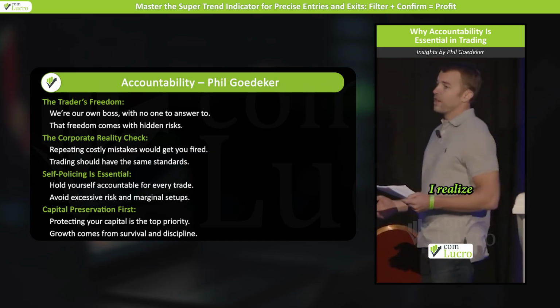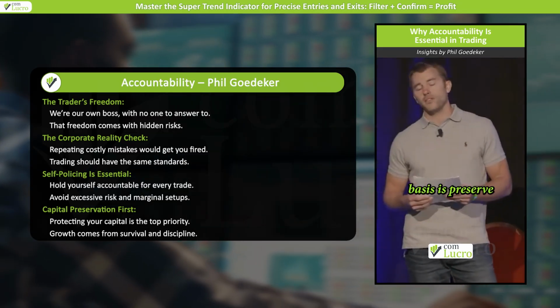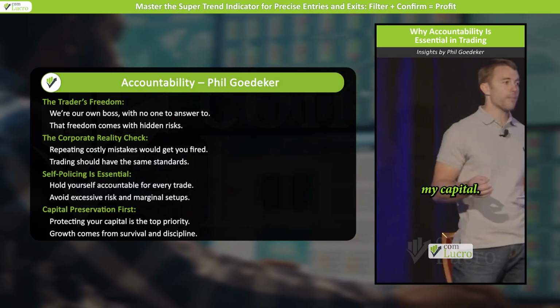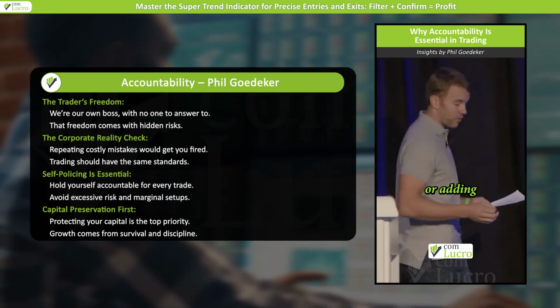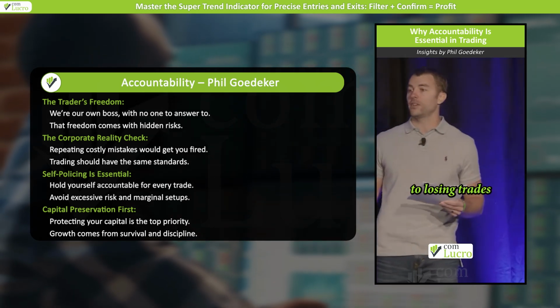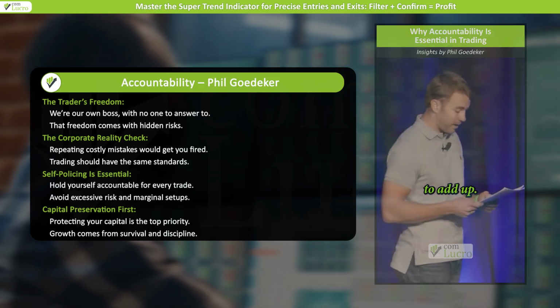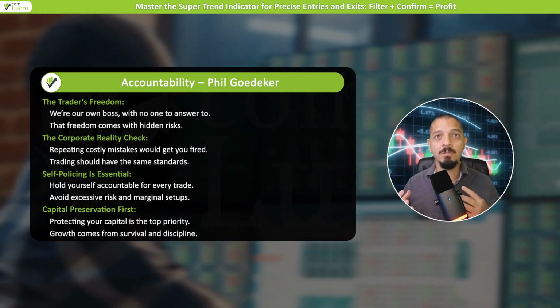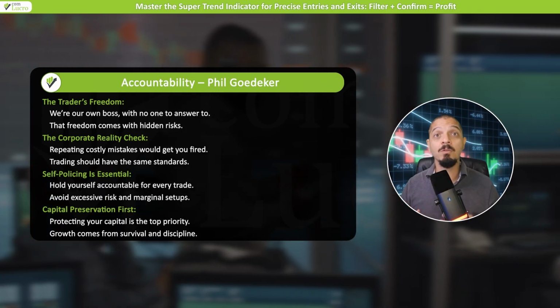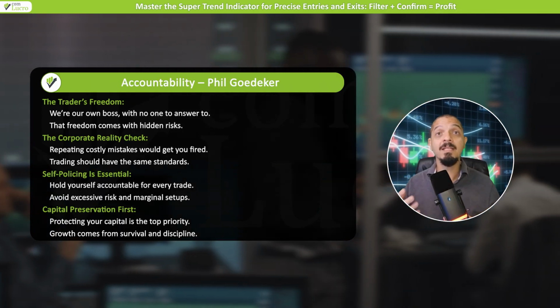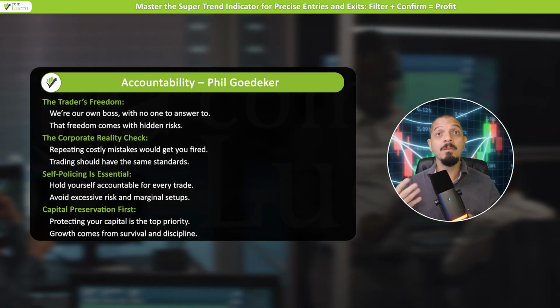Now, as a trader, I realize the most important thing I can do on a daily basis is preserve my capital. Taking excessive risk, taking on marginal trades, or adding to losing trades is an easy way for losses to add up. So, the next time you sit in front of a chart, ask yourself, are you trading to grow your account or to feed a craving for action? That answer may shape your results more than any setup ever could.